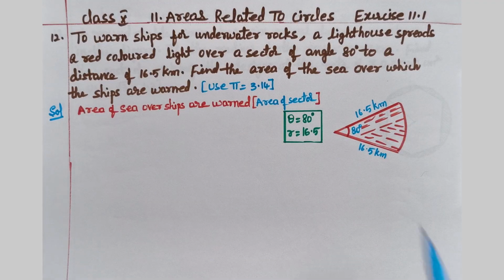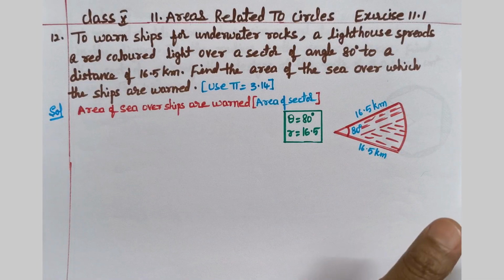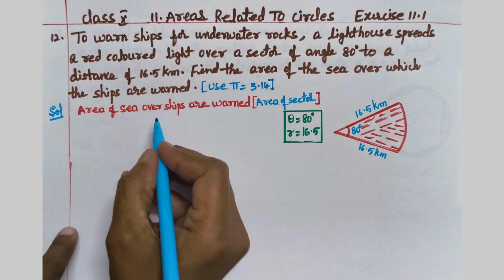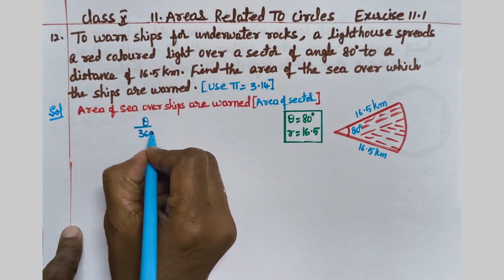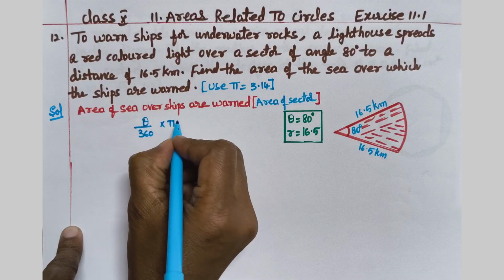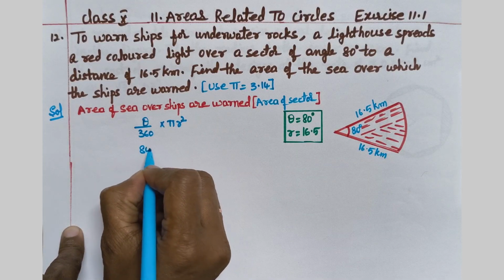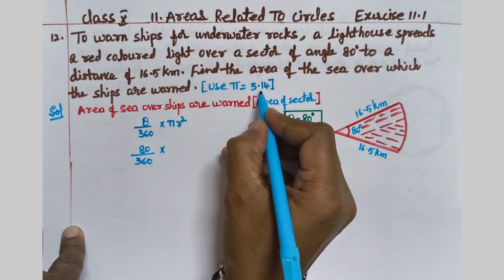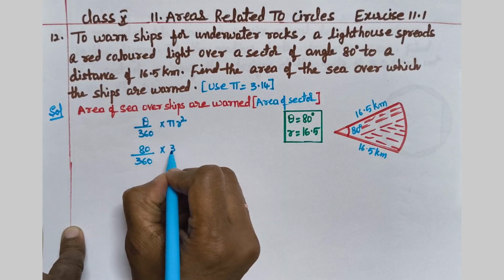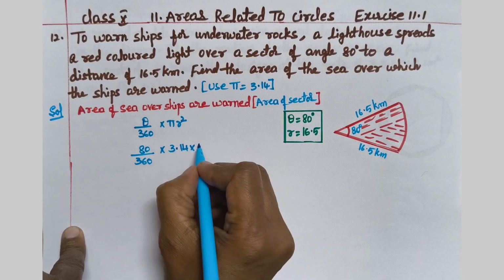Area of sector: theta is how much? 80 degrees. Radius is how much? 16.5 kilometers. Area of sector formula is theta by 360 into pi r square. Theta is 80 degrees, so 80 by 360 into pi, and the value of pi is given as 3.14.